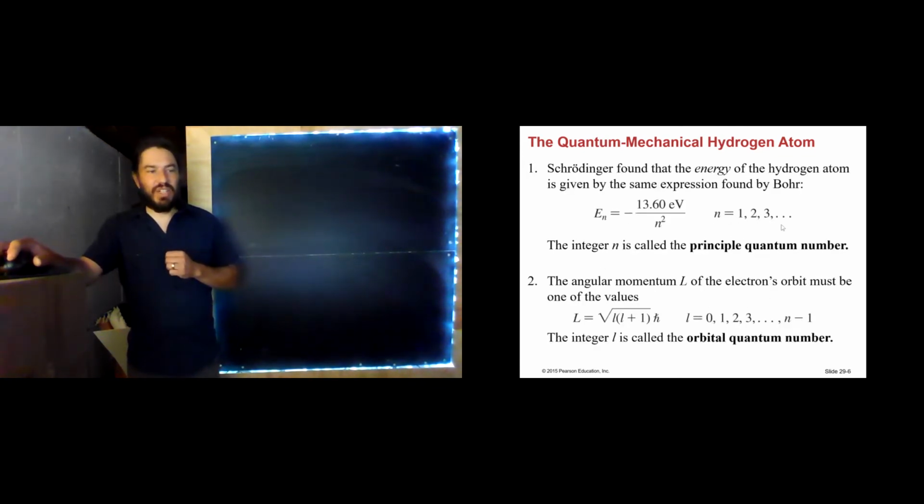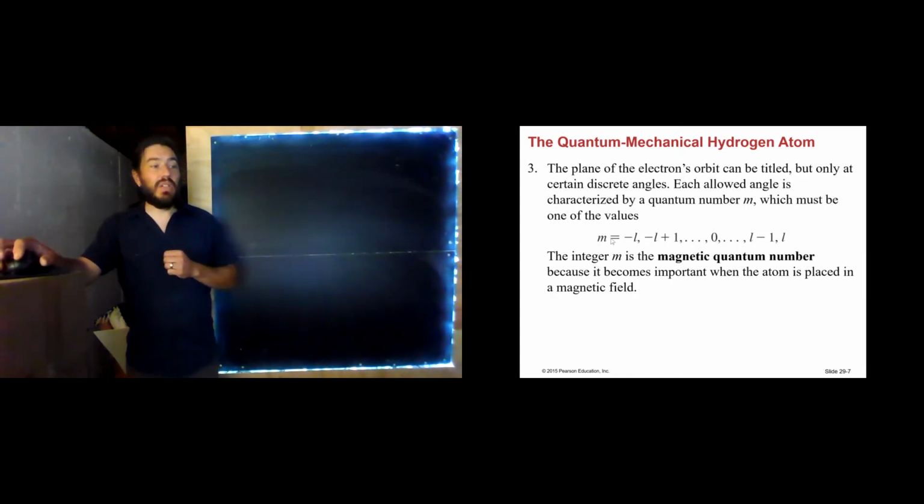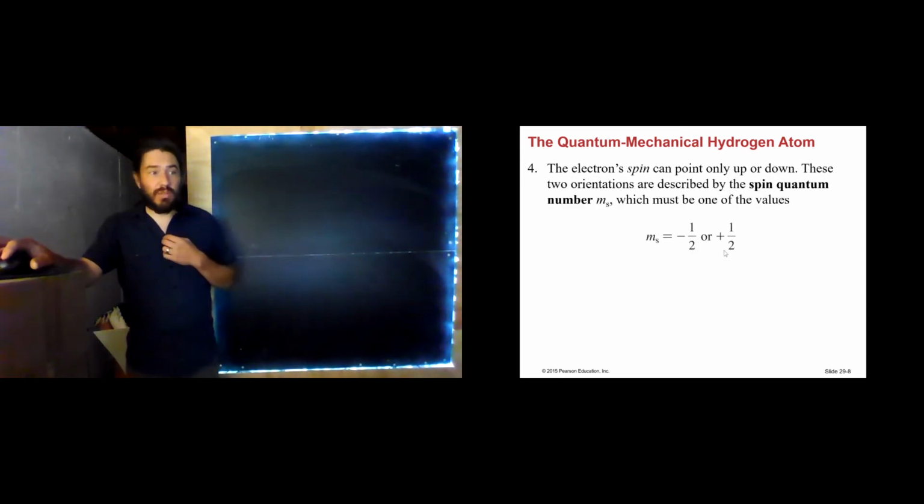Notice that n is our energy level, and our allowed values of L are determined by what n we have. Our allowed values of m are determined by L. And lastly, we have a fourth quantum number. This number m is called the magnetic quantum number. The fourth quantum number is called the spin quantum number.